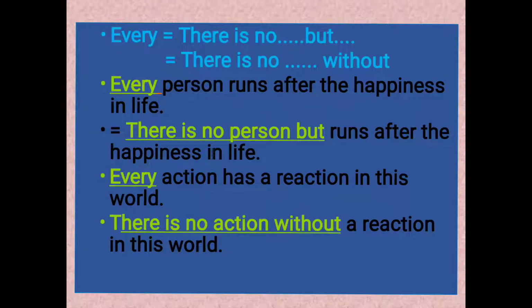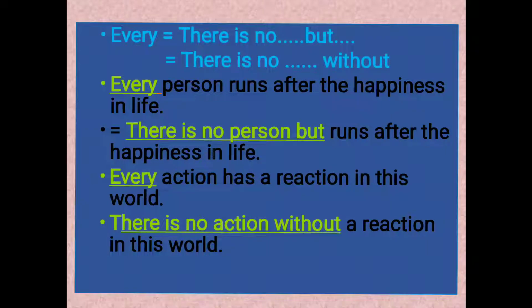Now the case of every. How every becomes there is no but or there is no without kind of construction. An example is every person runs after the happiness in life. And the answer, there is no person but runs after the happiness in life.